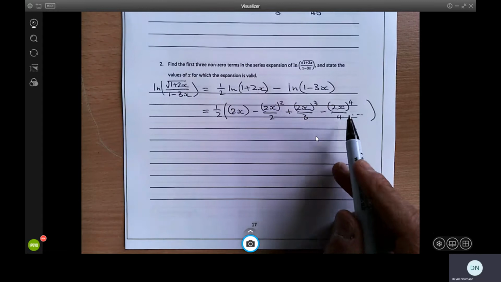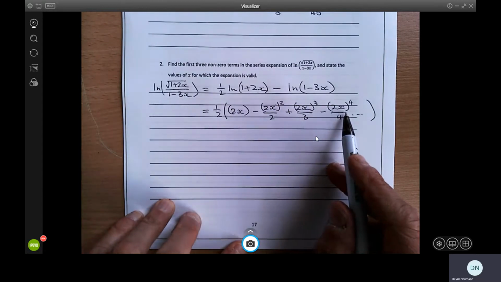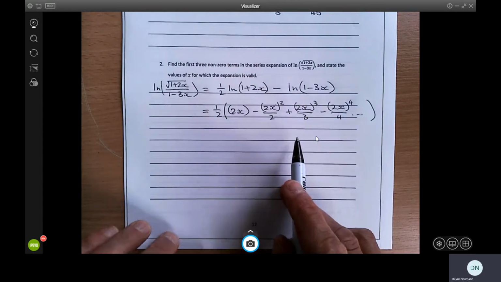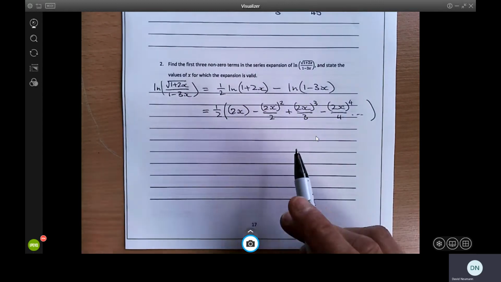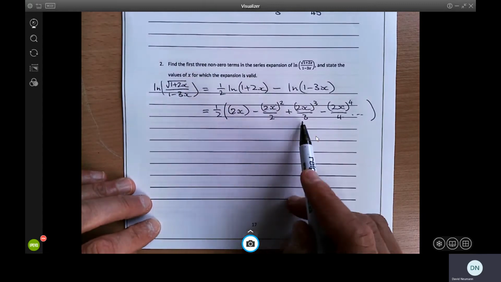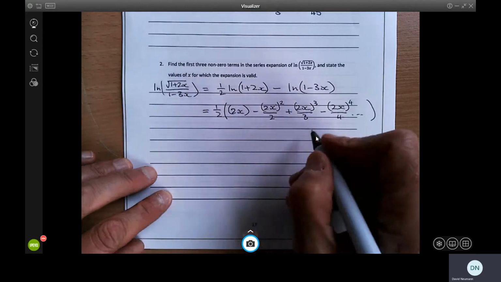Now, I know it looks like I might have gone a little bit too far there, but actually sometimes it can be useful just to have one more. Sometimes the terms cancel out. So when it says first three non-zero terms, you might end up with this one cancelling out. So it can be useful to go a little bit further.